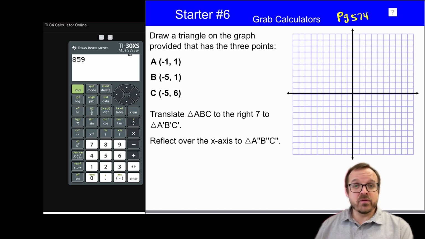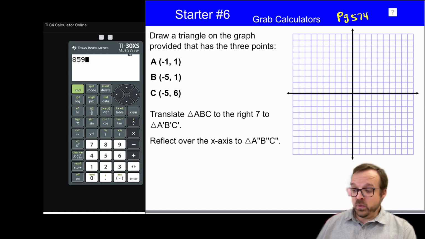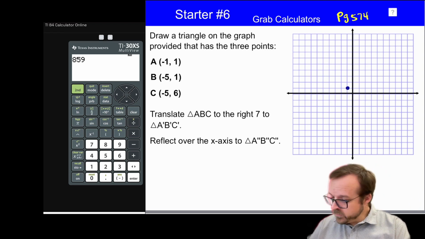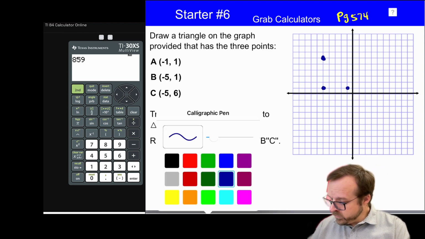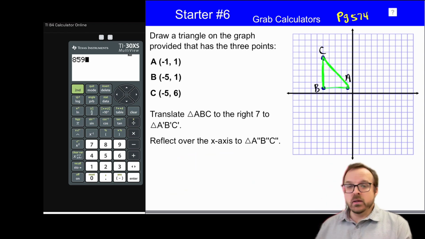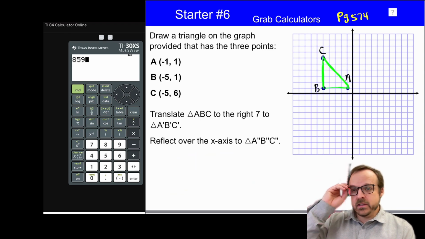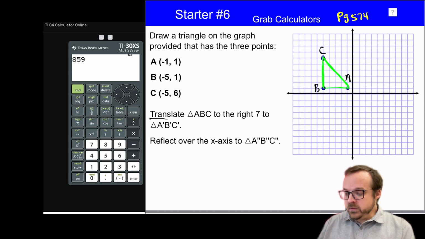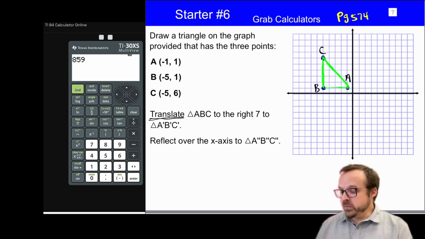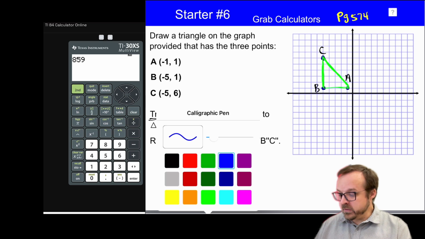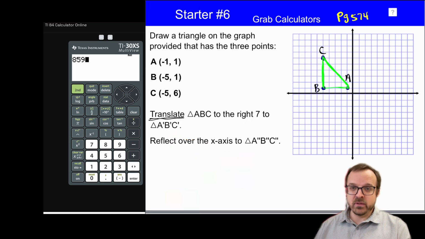All right, so starting off with the points A, B, and C, you should be able to graph those. A is at -1, 1. B is at -5, 1, and C is at -5, 6. I'm going to do that really quickly. All right, so this is where we're starting with A, B, and C. The next thing it asks us to do is to translate this triangle to the right 7. So we are going to be sliding it to the right 7 points.